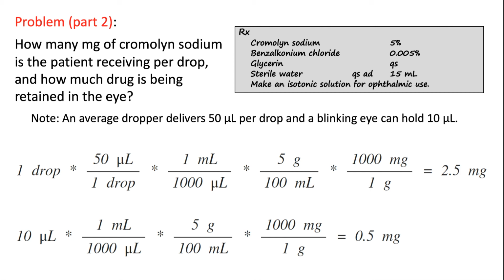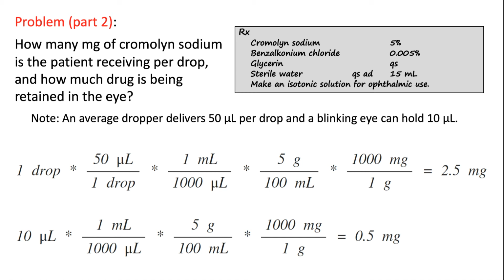So if I have 10 microliters of this solution, let me first convert that back to milliliters. So 10 microliters times, for every 1 milliliter, there's 1,000 microliters. So the microliters cancel. Let's multiply that by the concentration of 5 grams on top over every 100 milliliters. So my units of milliliter cancel. And then you can convert that to milligrams by multiplying by 1,000 milligrams for every 1 gram. If I do that math all the way across, I can see that 10 microliters only contains 0.5 milligrams. Okay, so that's the amount that answers that question.